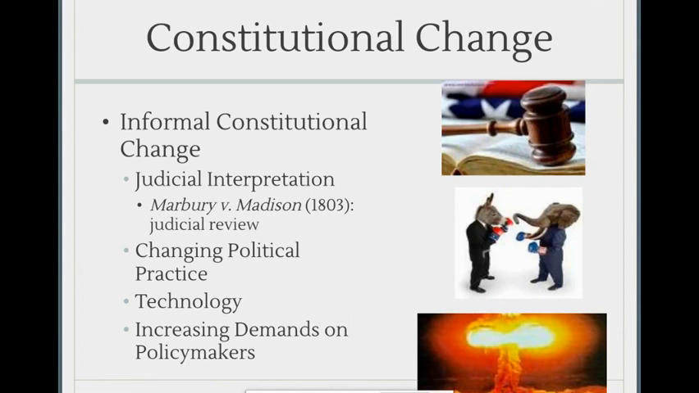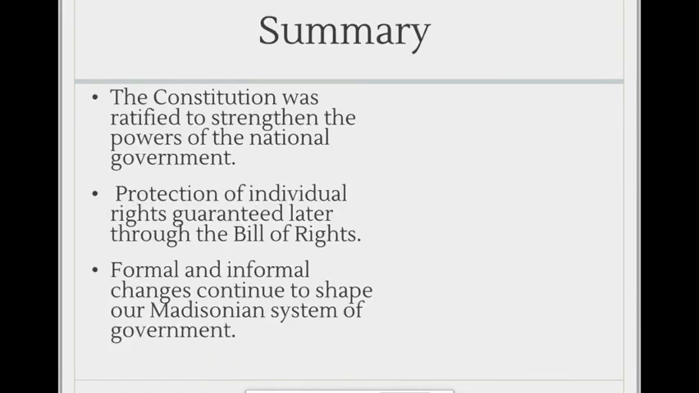All right, constitutional change. There's an informal constitutional change, right? And this is judicial interpretation. So Marbury v. Madison is the big one of this. It establishes the Supreme Court's power of judicial review. It establishes that the Supreme Court can look at laws or actions of the other branches of government and determine whether they're constitutional or not. Okay? Also, changing political practice or technology, increasing demands on policymakers. All of these are informal constitutional changes.